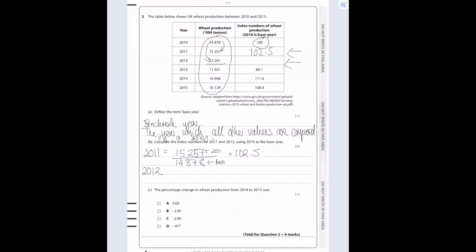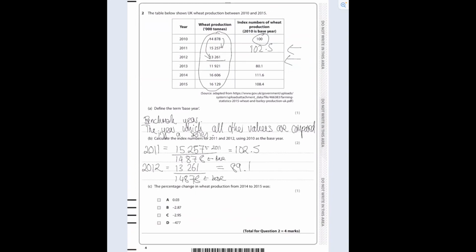So 2012, if I'm going to calculate that, I do 13,261 divided by 14878 again, which is the base year. And if I put that into my calculator, it gets me 89.1. So that is 89.1% of 14878, which is my index number, 89.1. As I said, it would be less than 100.